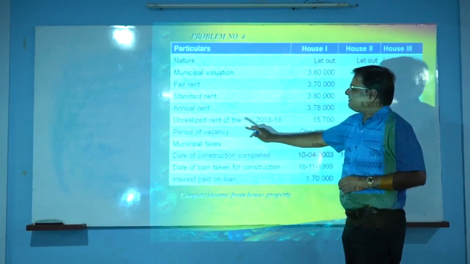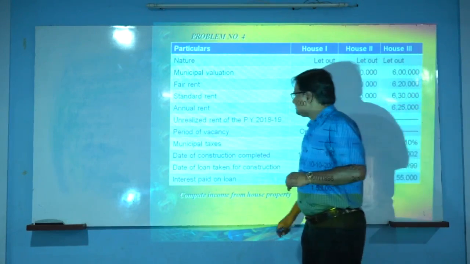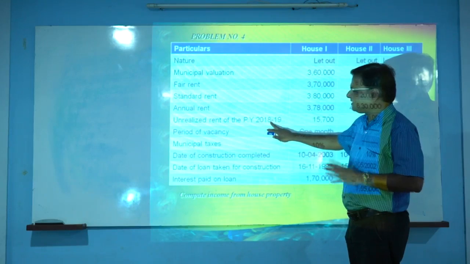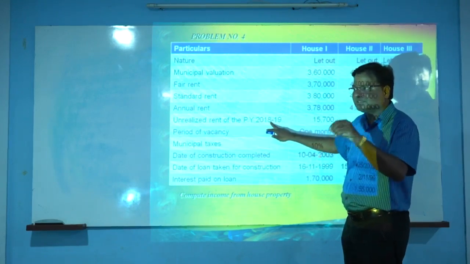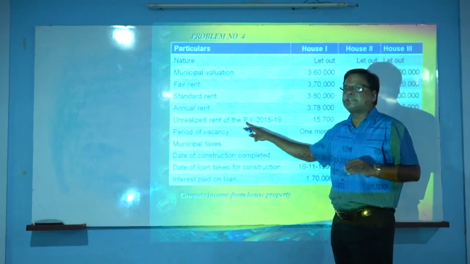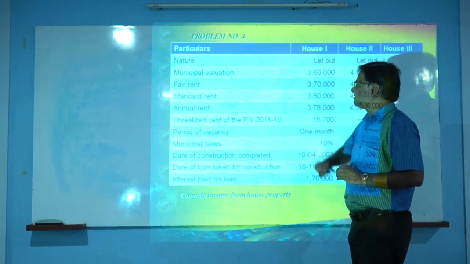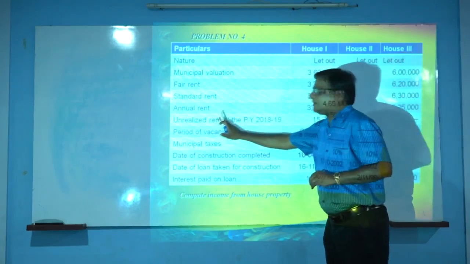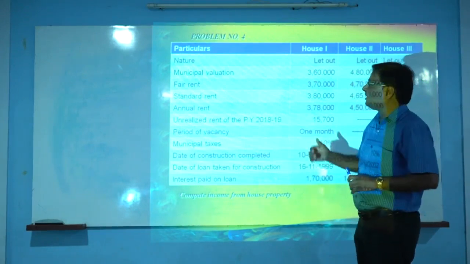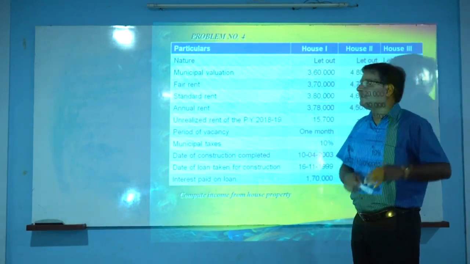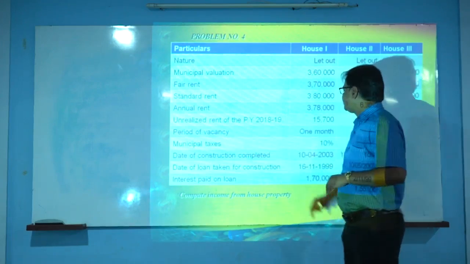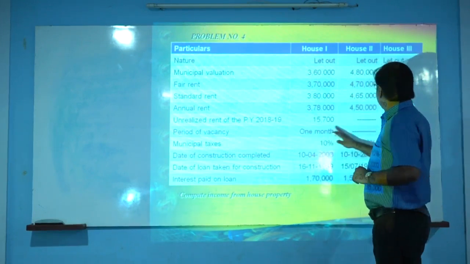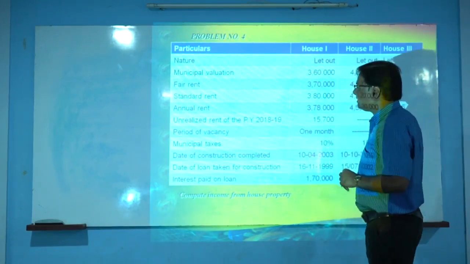In this problem, unrealized rent for previous year is 2000. One mistake is there: the previous year for the current assessment year 2019-20 will be 2018-19. Correct it is 18-19. Unrealized rent is given in this problem. We will see later what the effect of unrealized rent will be. The period of vacancy is given here as 1 month, means the first house remained vacant for 1 month. There is no vacant period for the second and third house.